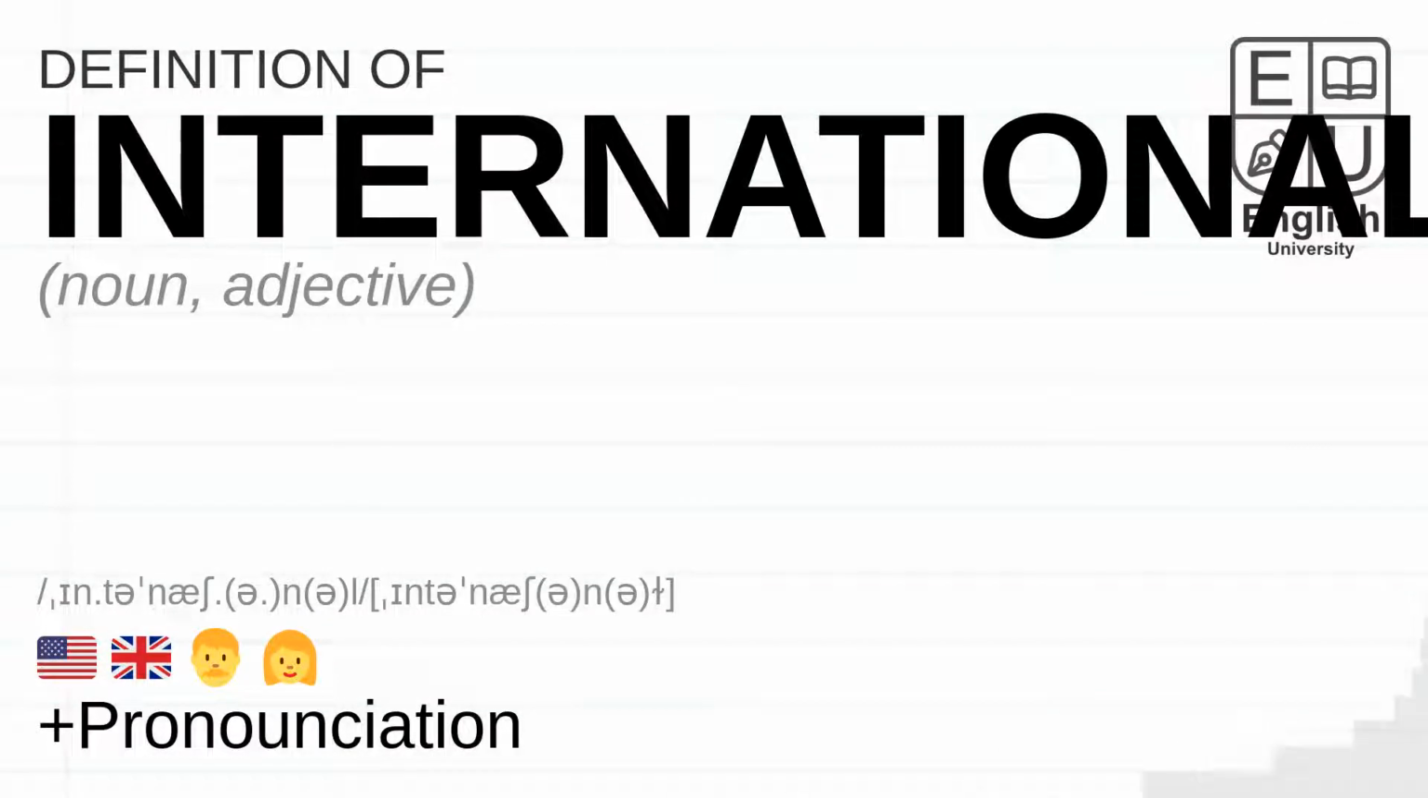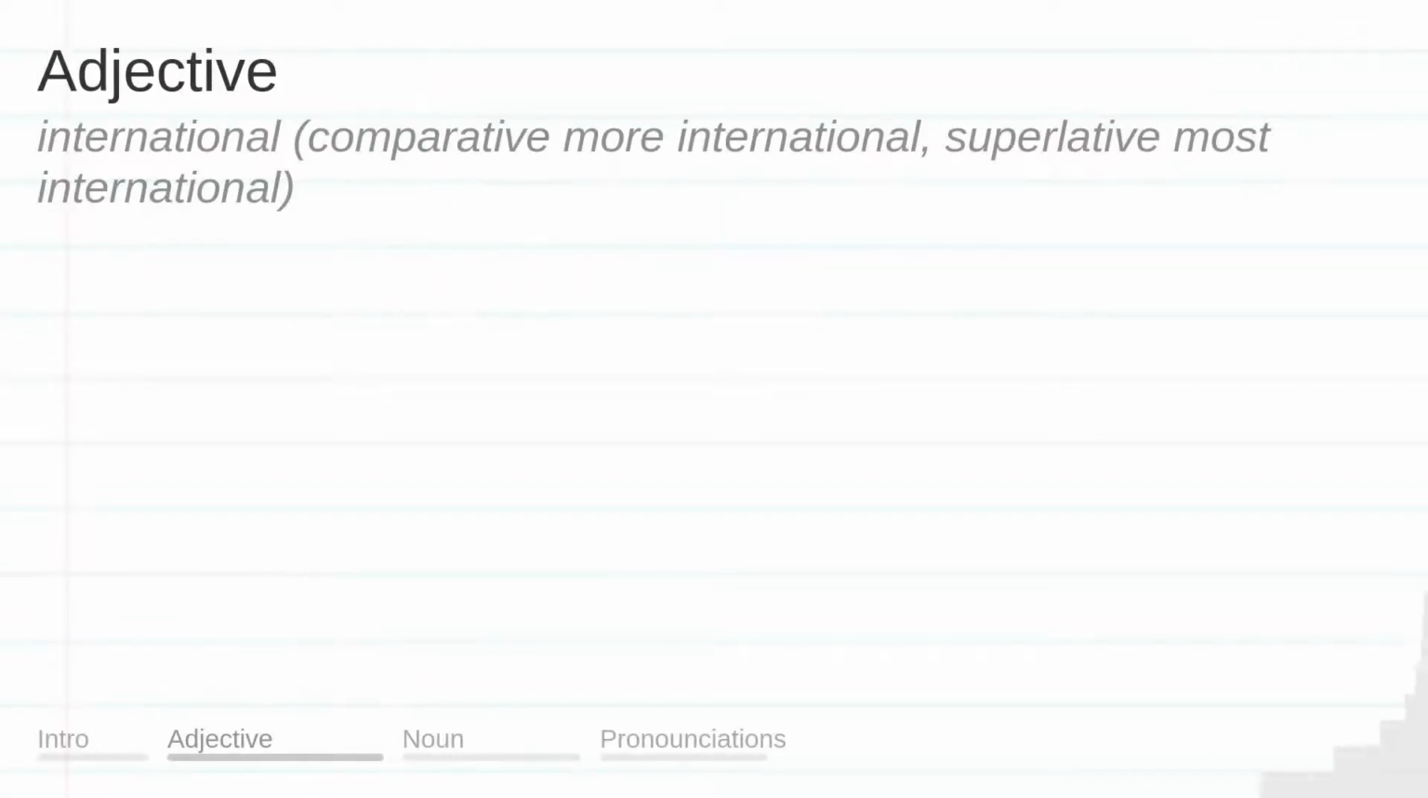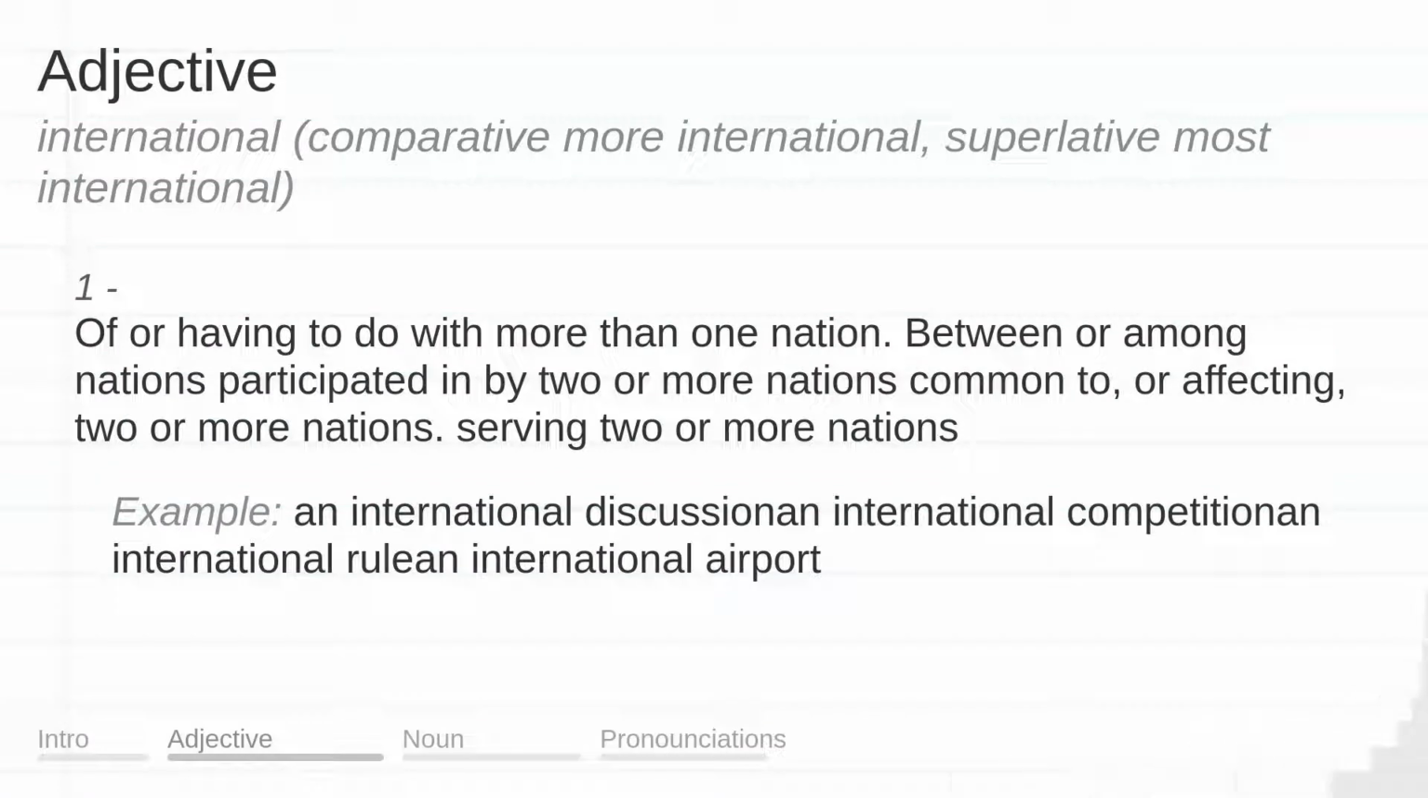Definition of the word international. Adjective. Of or having to do with more than one nation. Between or among nations, participated in by two or more nations, common to, or affecting, two or more nations. Serving two or more nations.